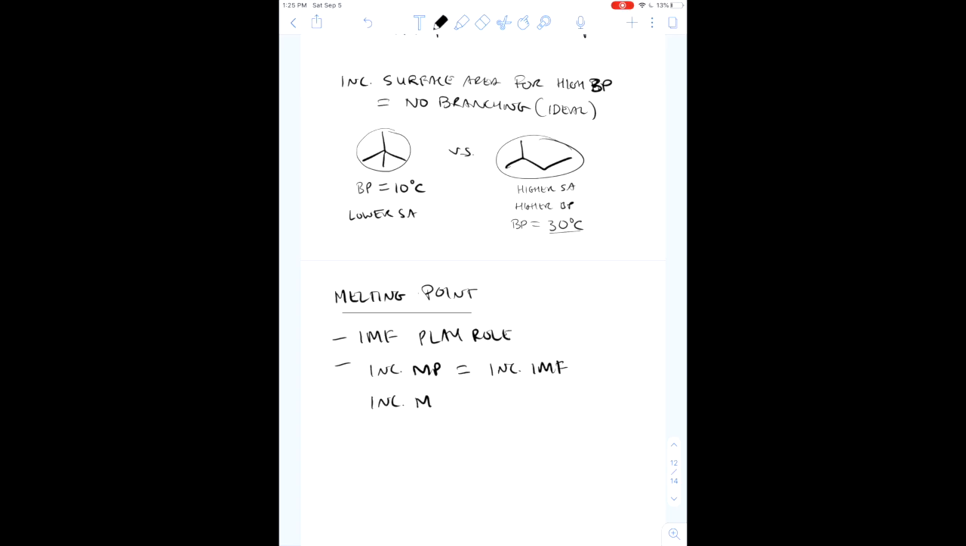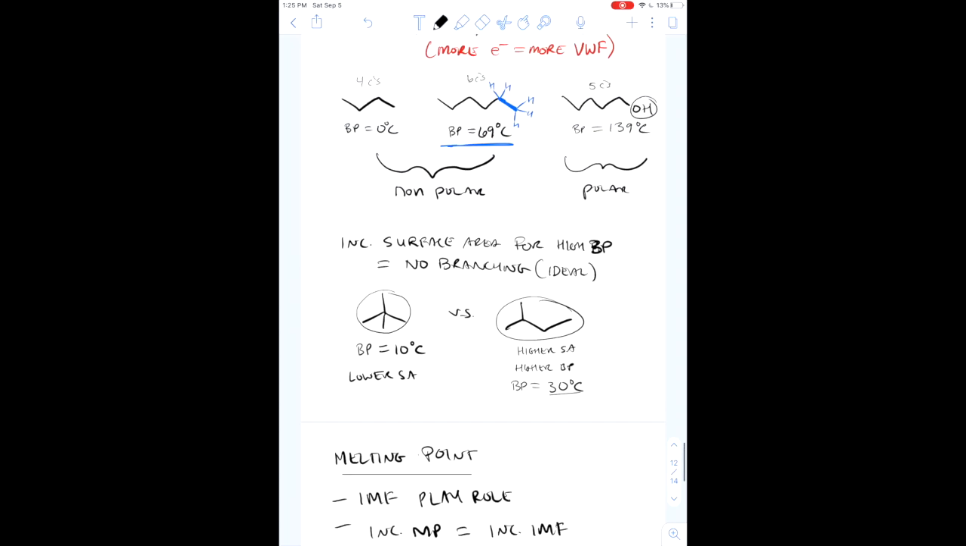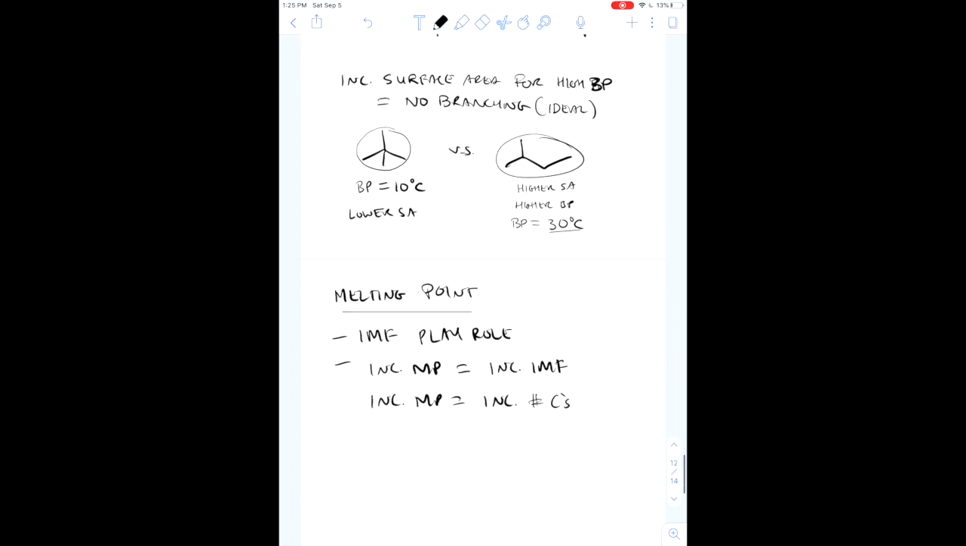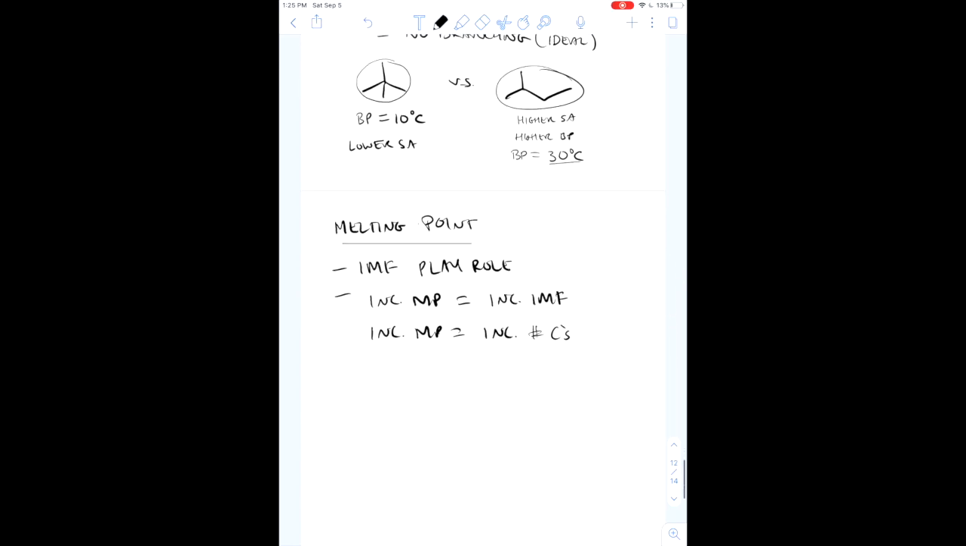Okay, and so an increase in melting point can be done by an increase in the number of carbons. Okay, and that's basically going from butane to hexane. Okay, and so I'll just draw this guy again for you. So the melting point for this guy is equal to minus 138 degrees Celsius.